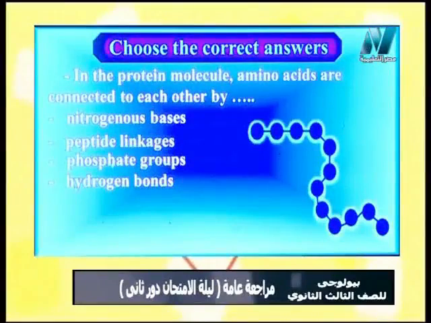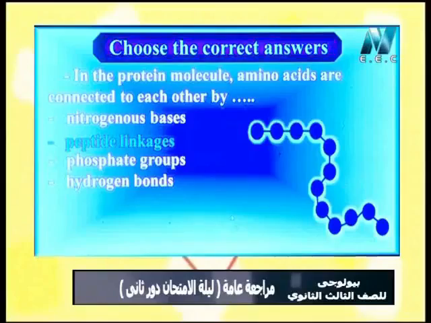Here it says: in the protein molecule, amino acids are connected to each other by nitrogenous bases, peptide linkage, phosphate groups, or hydrogen bonds. It asks how amino acids in protein molecules are connected. Each amino acid makes a connection with the next amino acid by a peptide bond or peptide linkage. That's why when I have a peptide bond between two amino acids and a peptide bond at the next connection, that's called a polypeptide, meaning many peptide bonds between many amino acids. So the right answer is the peptide linkage.